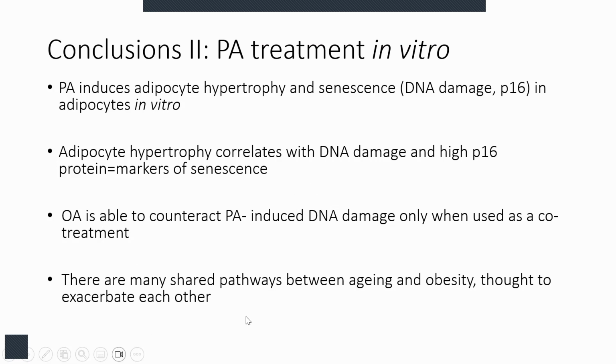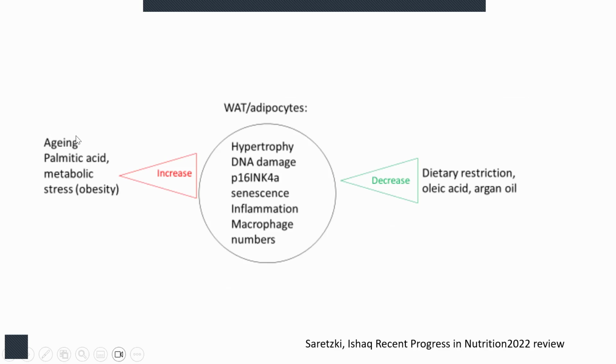That means there are indeed a lot of shared pathways between aging and obesity, and these might even co-occur and exacerbate each other. So this is just a scheme of what we did. We looked at aging, at treatment of cultured adipocytes with palmitic acid, and there's also metabolic stress. All of these increase hypertrophy, DNA damage, P16 as senescence marker, inflammation, and macrophage numbers, and the interventions which are able to ameliorate these effects are dietary restriction and oleic acid. We also did some study in collaboration with Moroccan scientists, but I didn't have the time to show it here.